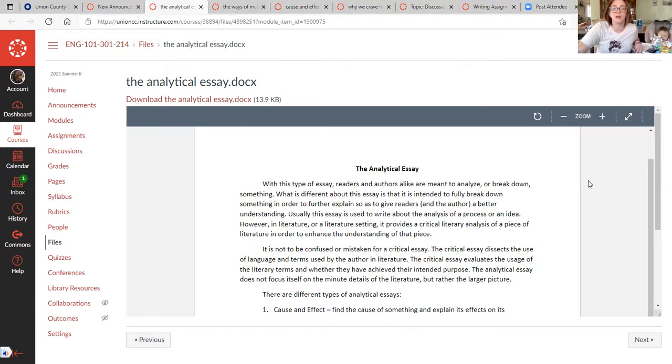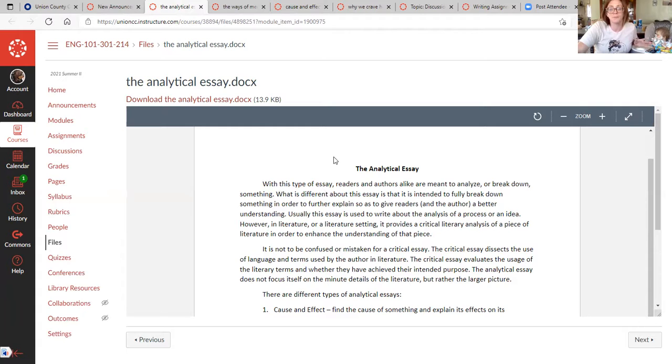Typically for the analytical essay, and I'll show you in a second when we get to your writing assignment, the best way to think of an analytical essay is to analyze a song. Break down what the lyrics actually mean. It's not meant for you to think of it as a critical essay, which uses particular language and terms that are not going to be used in the analytical essay.